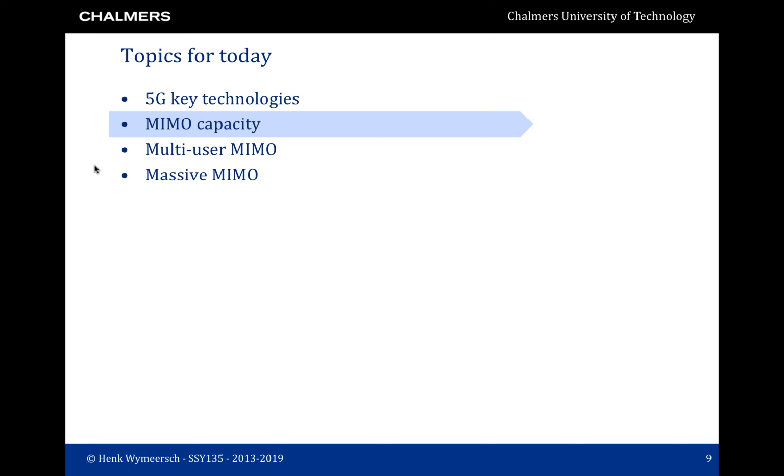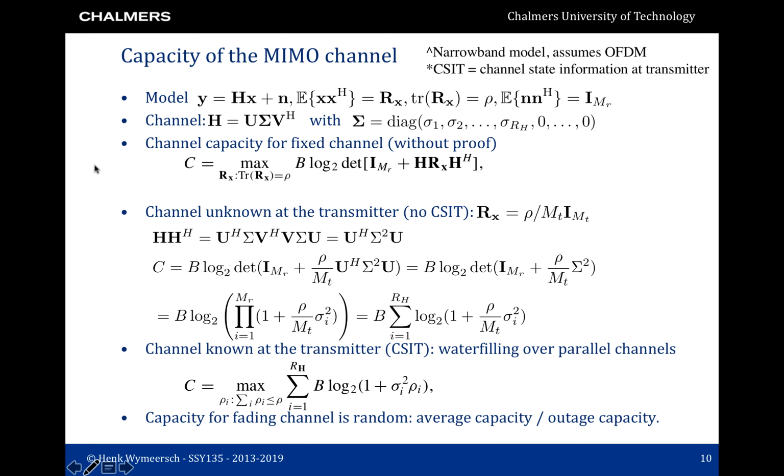In order to understand massive MIMO, we should first look into multi-user MIMO. In order to understand multi-user MIMO, it is worth looking back to the MIMO capacity. This slide provides an overview of the capacity for the narrowband MIMO system for a given channel. The observation model is shown by the first bullet, where we have a certain covariance matrix of the transmitted signal and a certain transmit power.